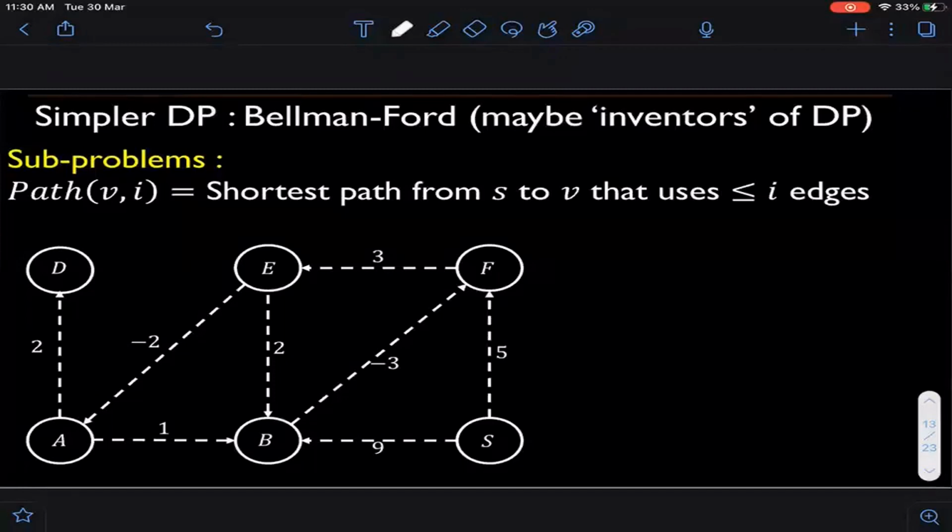All the insight is in the definition of the subproblem. Once that is done, you will be able to convert it to pseudo code in 2 minutes. Okay? So here is how I define my subproblems. I call path(V, i) the shortest path from S to V that is allowed to use at most i number of edges.